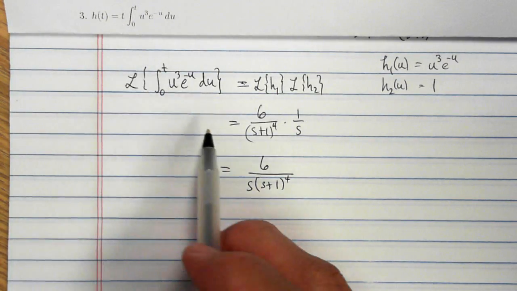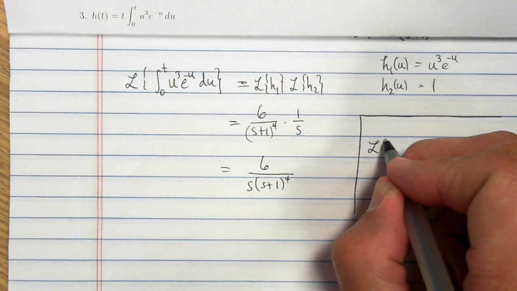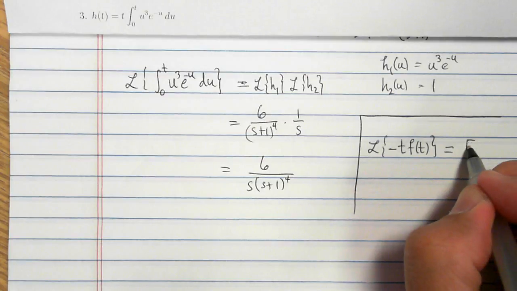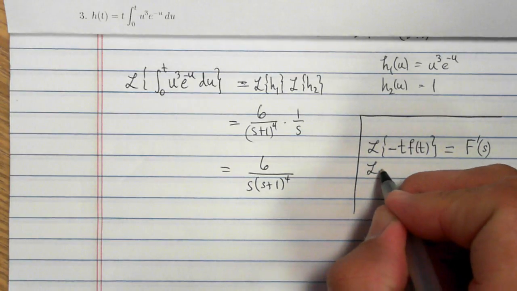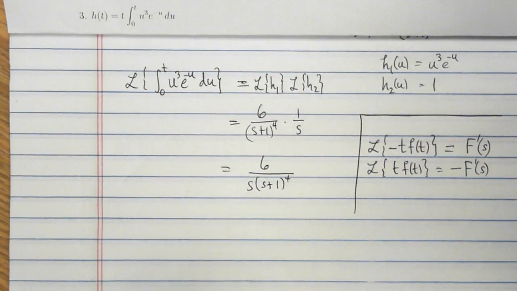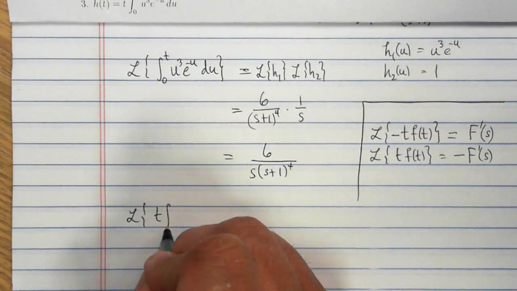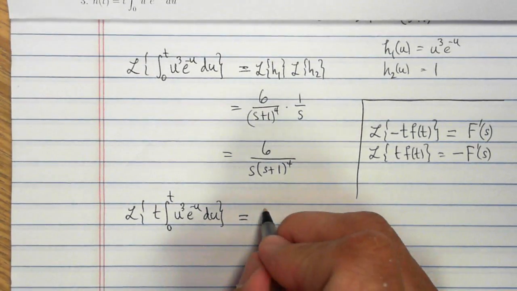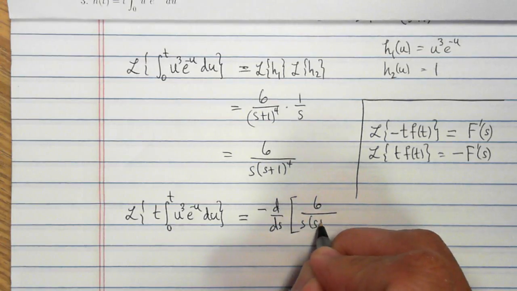Now what do we do when we have the same thing multiplied by t? Well, just to recall, we have a rule that says this. If I take the Laplace transform of negative t times f of t, the result is the derivative of the Laplace transform. And so in this case, I don't have the minus sign, so it'll be negative the derivative of the Laplace transform. So the practical upshot is that the Laplace transform of t times this integral, 0 to t, u to the third e to the minus u du, will be equal to negative the derivative of the thing we just got here, 6 over s plus 1 to the fourth.